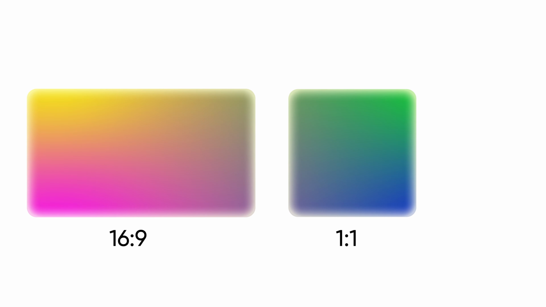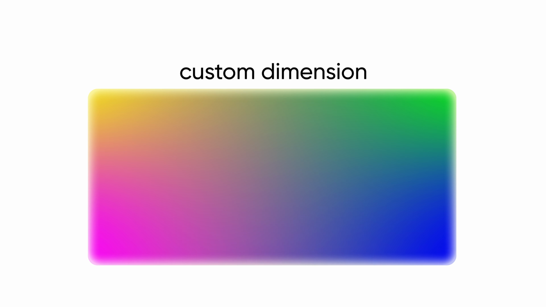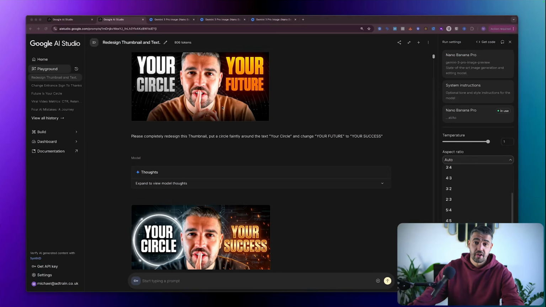But Nano Banana Pro, native 4K output, right? Any aspect ratio, any platform. 16:9 for YouTube thumbnails, 1:1 for LinkedIn ads, 9:16 for Instagram stories, custom dimension for any ad type on any platform. The images are sharp, professional, ready for production. I tested this myself, recreating a YouTube thumbnail, the one that we saw earlier. Yeah. Nano Banana Pro nailed it.